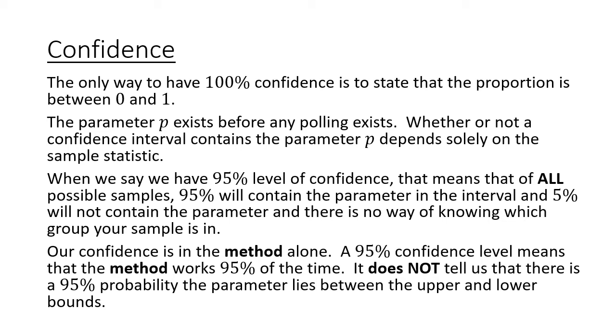Again, confidence. The only way we can be 100% confident in our answer is to state that the proportion is between 0 and 1. It doesn't matter what we're looking at. The only way to be 100% confident is to say, well, it's somewhere between 0% and 100%. It's somewhere between nobody and everybody. That's the only way you could ever be 100% confident.